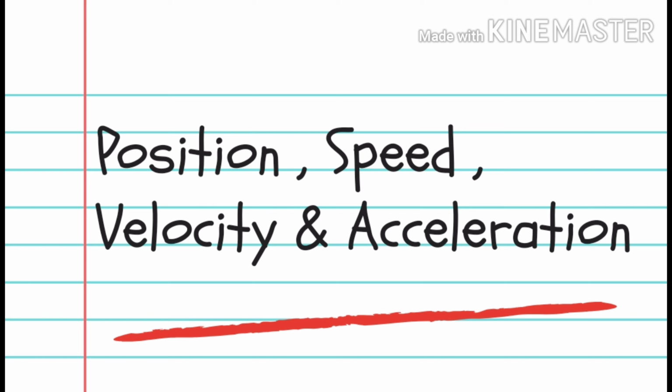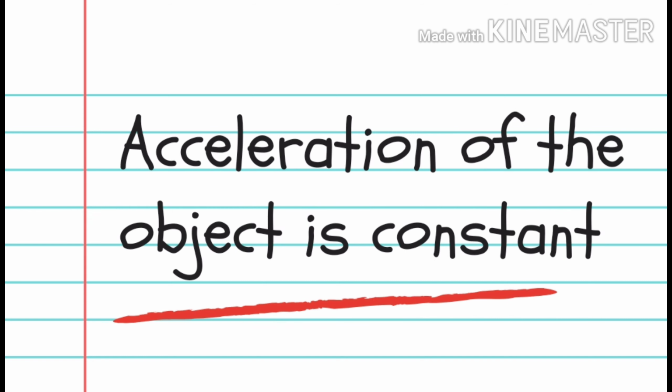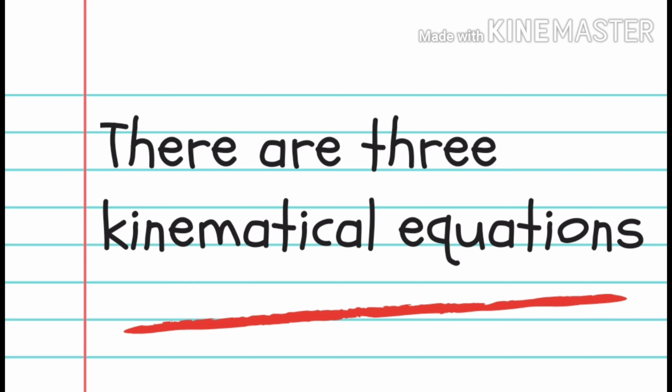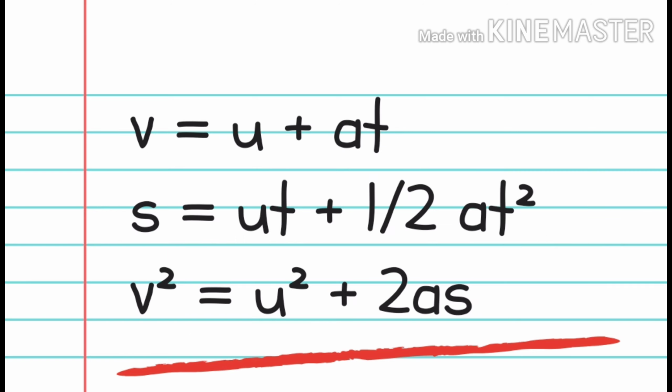The most important thing here is to note that these equations are valid only when the acceleration of the object is constant. It is not changing. Acceleration should be constant during the motion. There are three kinematical equations. The first equation of motion is, one more thing, kinematical equations are also called equations of motion.